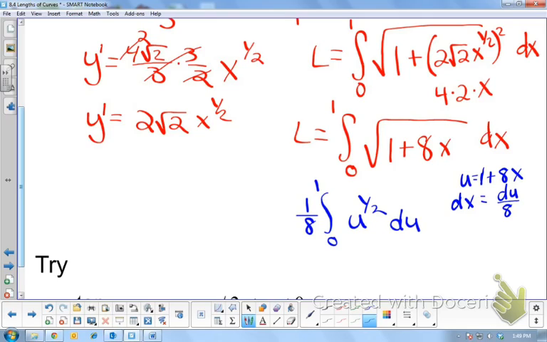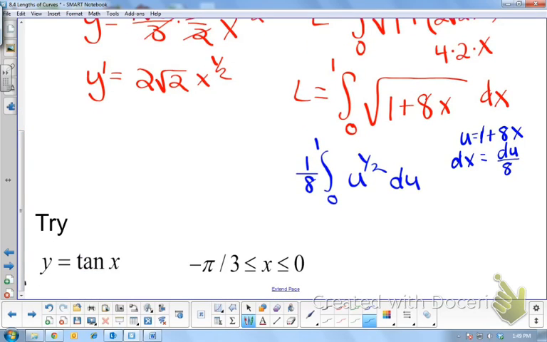And then we'd integrate. What's the anti-power rule of u to the 1/2? It would be 2 over 3. Because you have to add the 1 first, then divide. So we have 1/8 times 2 over 3, u to the 3/2, but we can plug 1 plus 8x back in. Evaluated from 0 to 1.